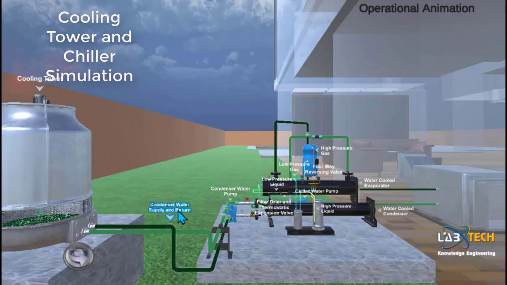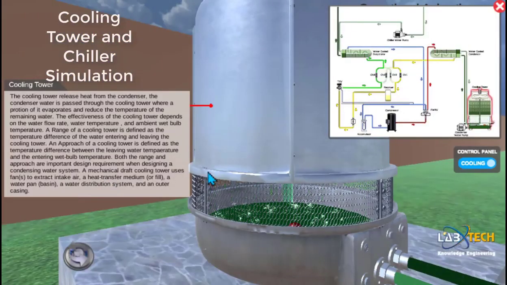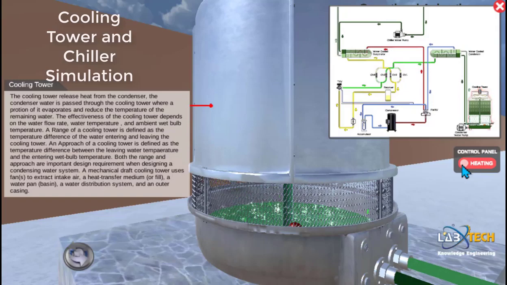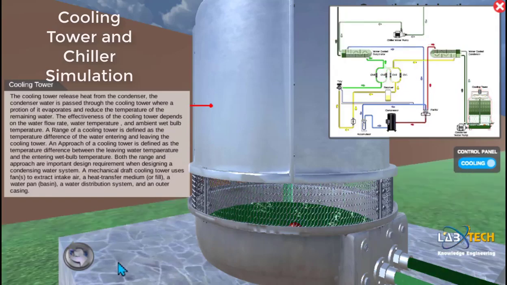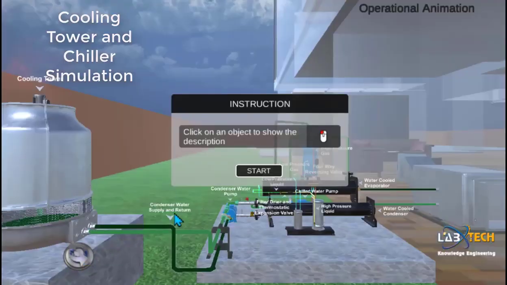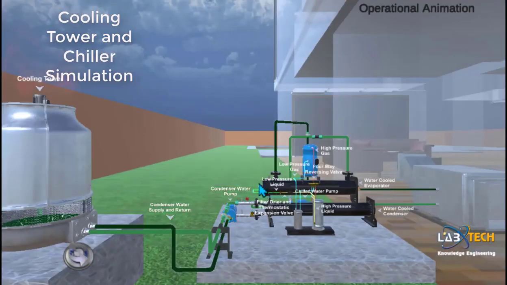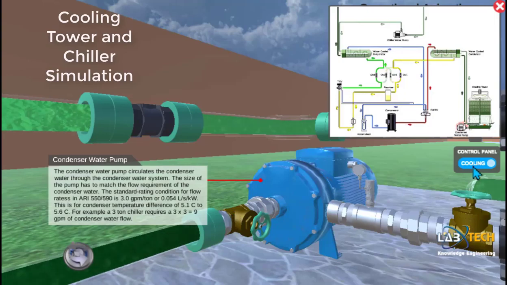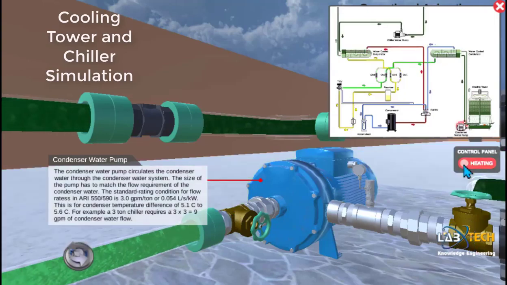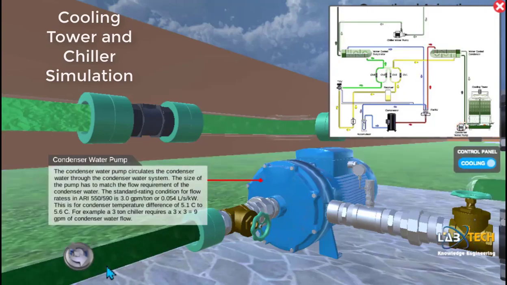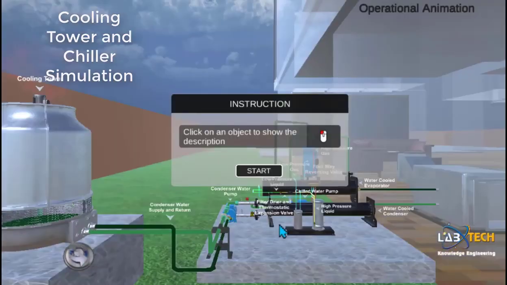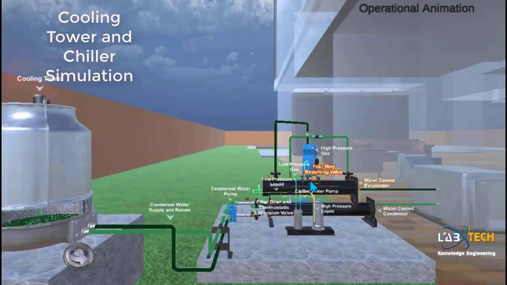This is from our HVAC series, which is a simulation for cooling tower and chiller units. The interesting thing about this one is it's a reverse cycle. So we can look at both the heating and the cooling modes. Here we have a system for a large house or a small commercial application, and we're able to look at the different parts such as the water pumps or the cooling tower, or my favorite, the four-way reversing valve.